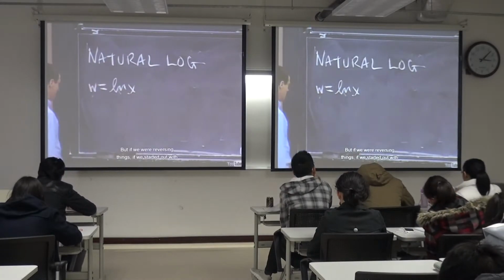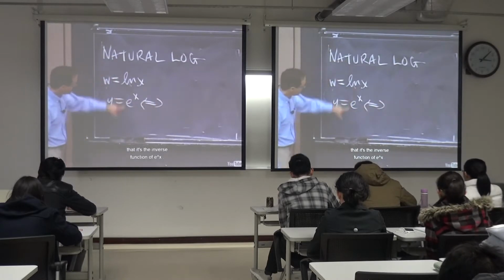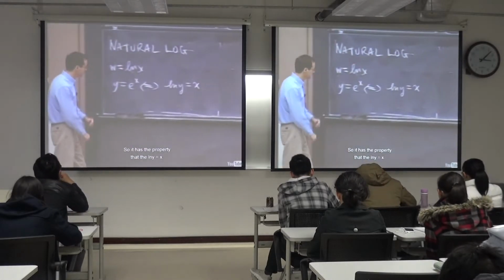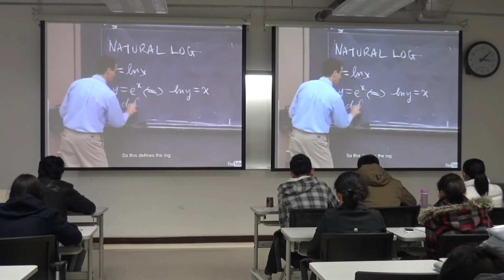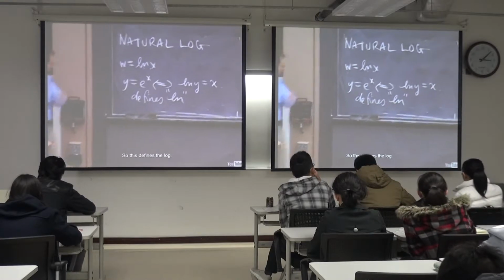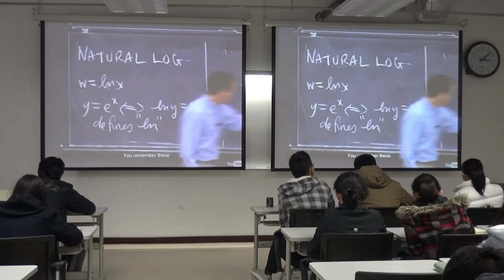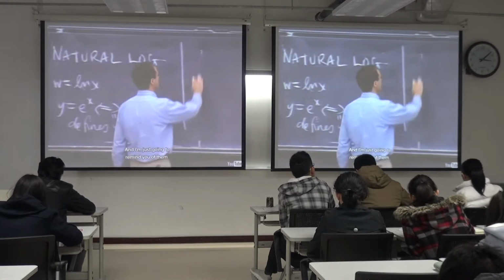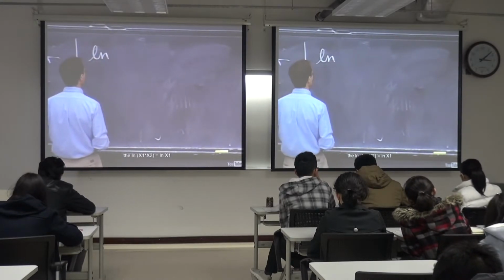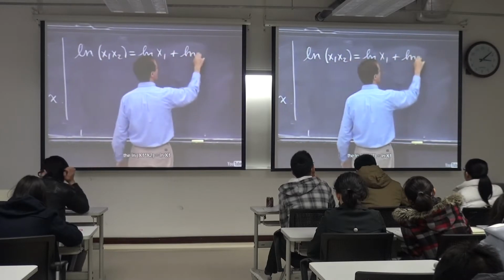But if we were reversing things, if we started out with a function y is equal to e to the x, the property that it would have is that it's the inverse function of e to the x. So it has the property that the log of y is equal to x. All right, so this defines the log. Now, the logarithm has a bunch of properties, and they come from the exponential properties. And in principle, you remember these. And I'm just going to remind you of them. So the main one that I just want to remind you of is that the logarithm of x1 times x2 is equal to the logarithm of x1 plus the logarithm of x2.